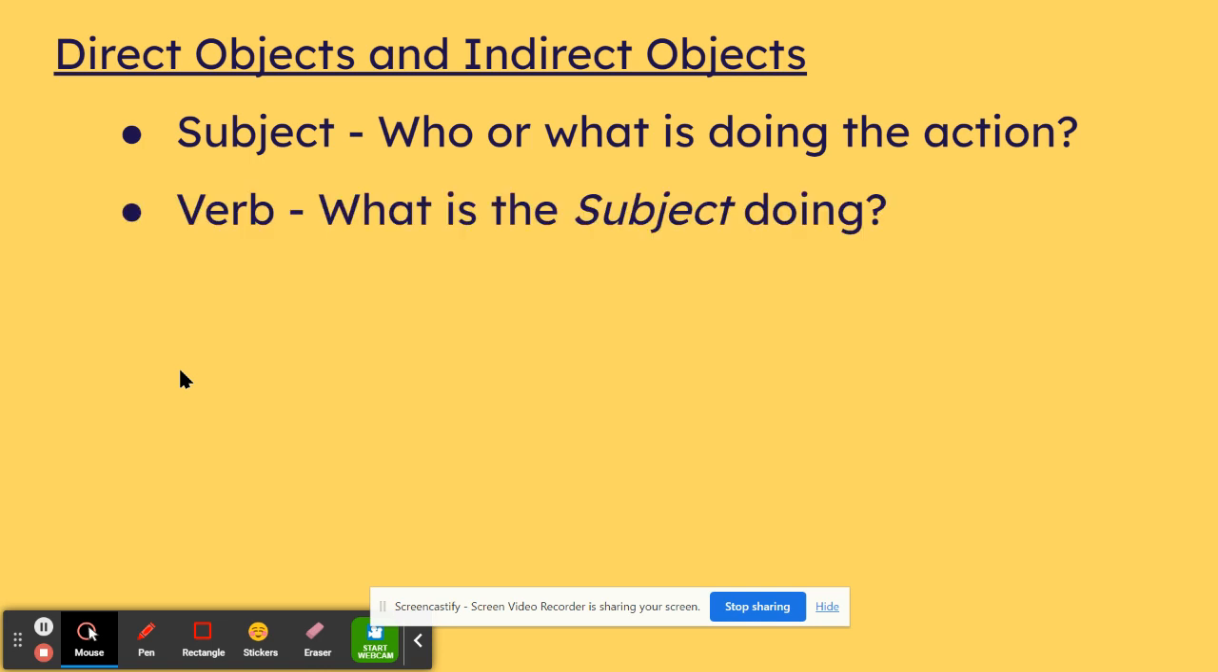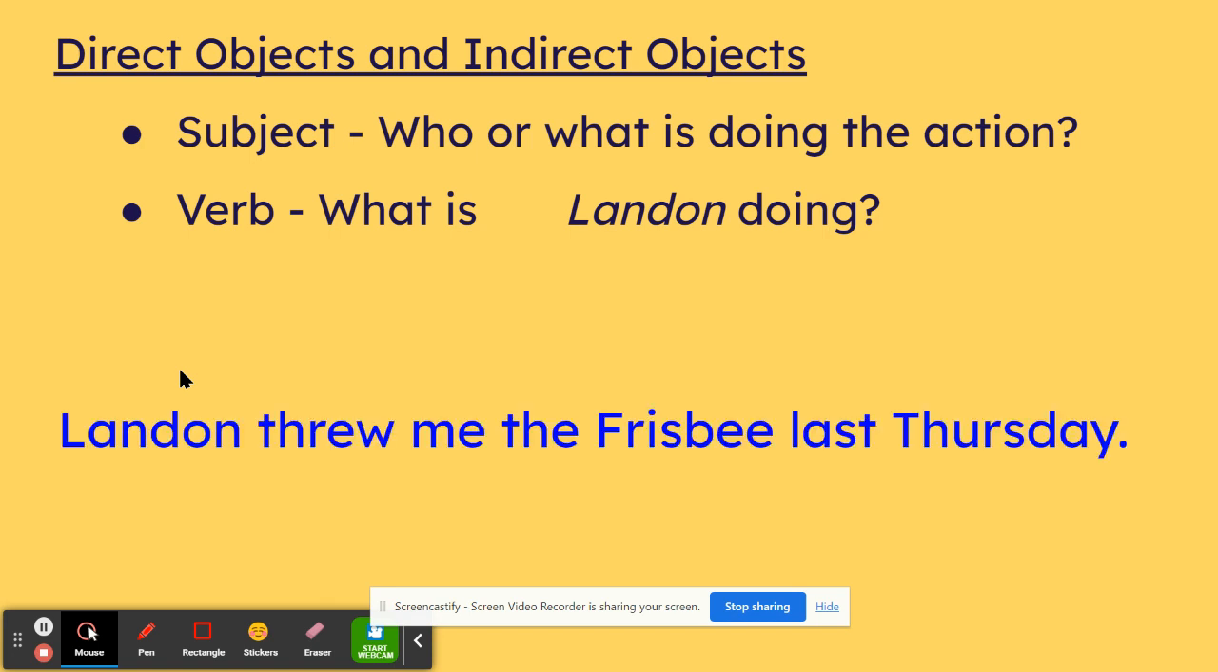Next, we need to find the verb. To find the verb, we ask, what is the subject doing? And since we know the subject is Landon, we can ask ourselves, in this sentence, what is Landon doing? In this sentence, it says, "Landon threw me the frisbee last Thursday." So in this sentence, what is Landon doing? Landon is throwing. So the word "threw" is the verb of this sentence.